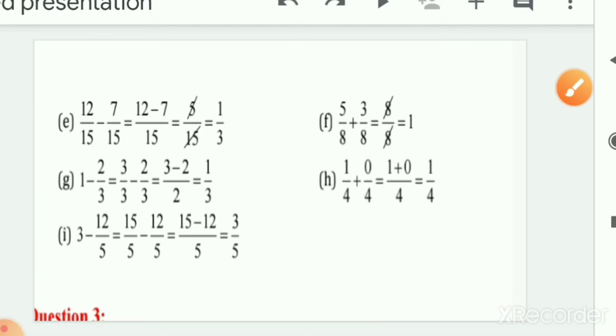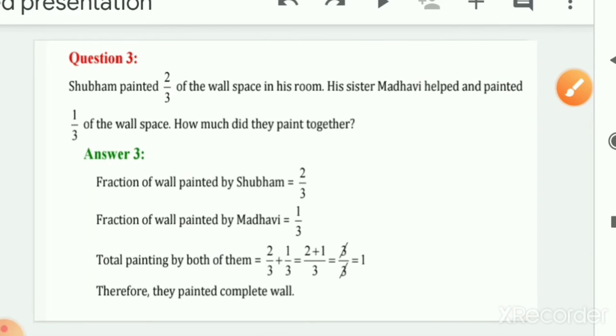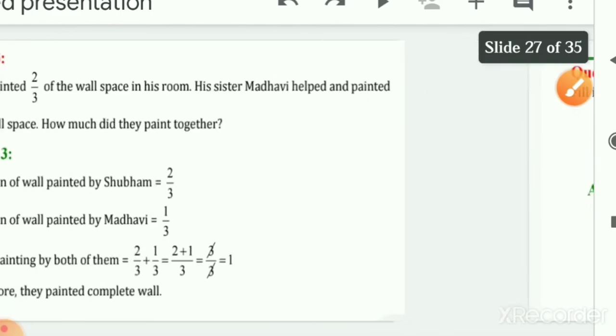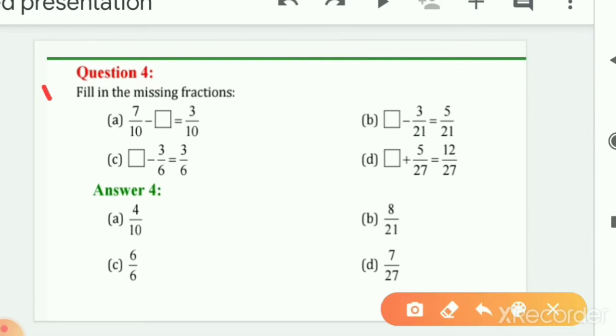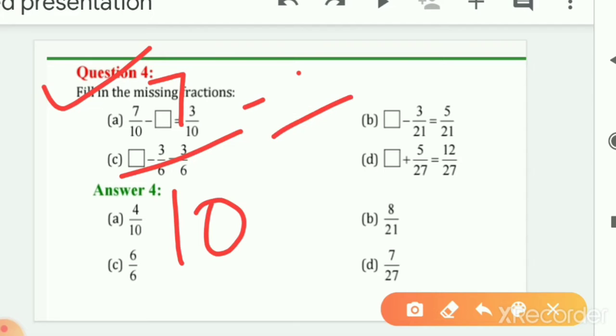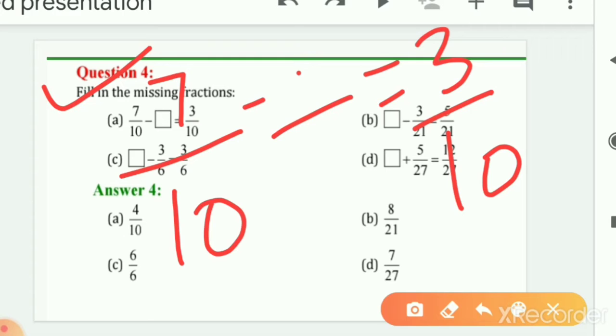Which question will we discuss today? We have also completed question number 3. Now let's start question number 4. Fill in the missing fractions. We have to fill the missing fractions. So what do we have here? In the first part we have 7 upon 10 minus blank equals 3 upon 10. It means we don't know what is here.